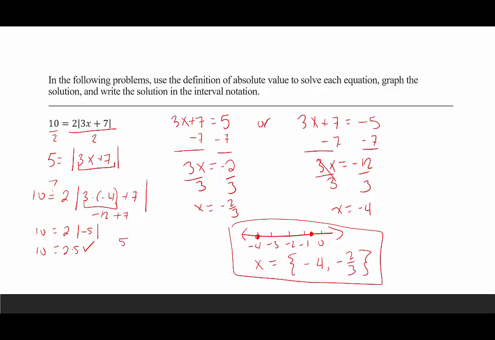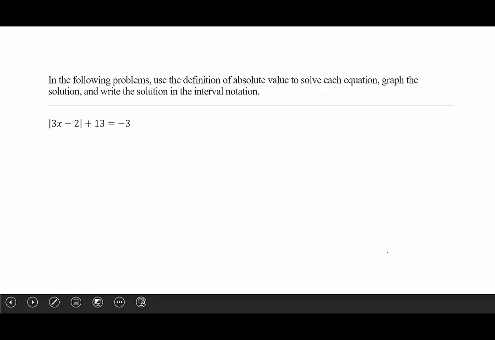If we plug in negative 2/3, we get 10 equals 2 times the absolute value of 3 times negative 2/3 plus 7. Okay, this would be 3 over 1. Those cancel. This is negative 2 plus 7. Negative 2 plus 7 is 5. The absolute value of 5 is 5, times 2 is 10. So they both worked out. Yay!